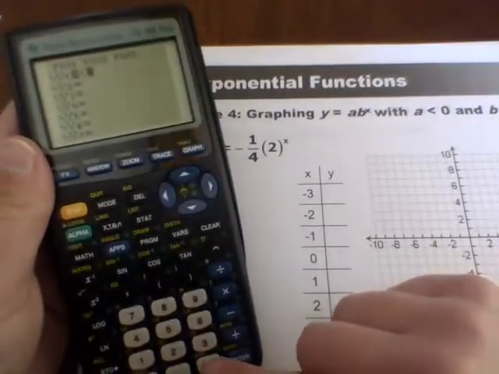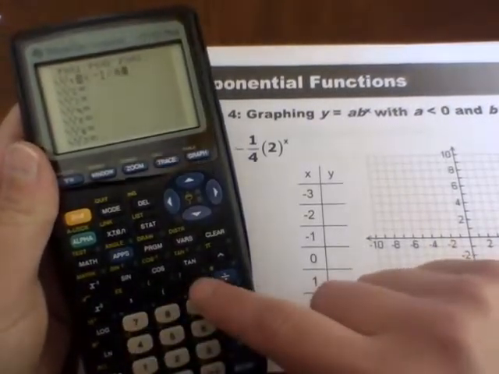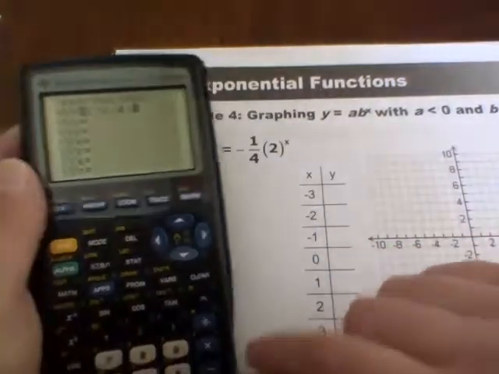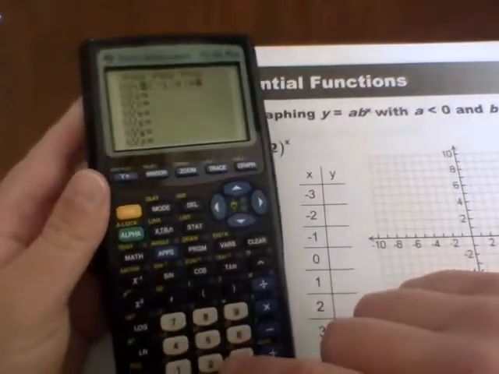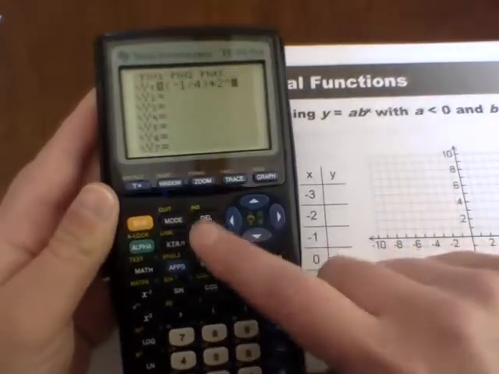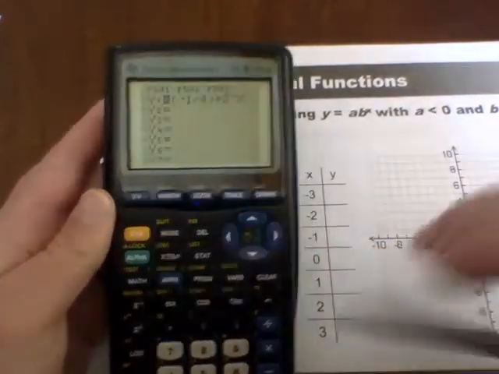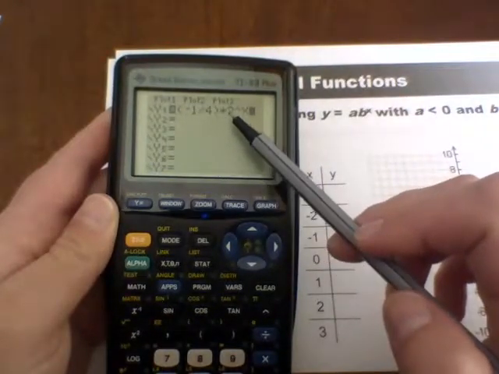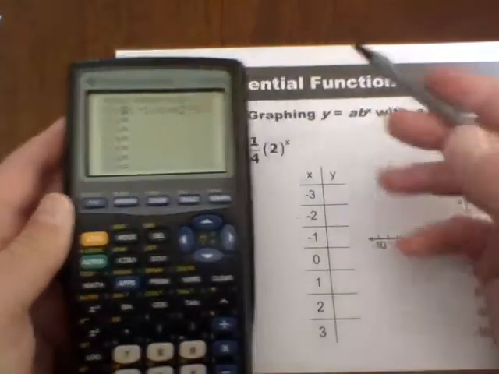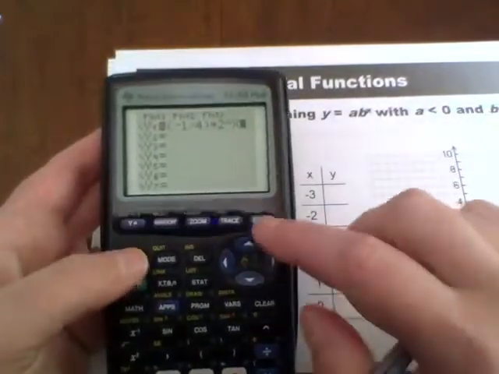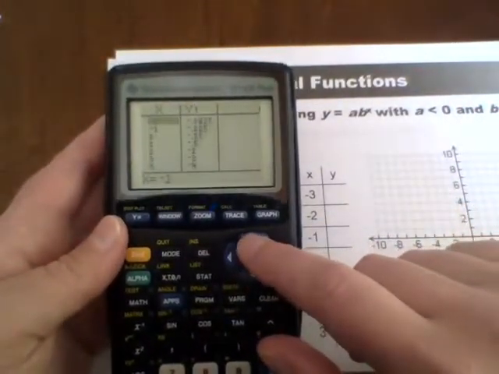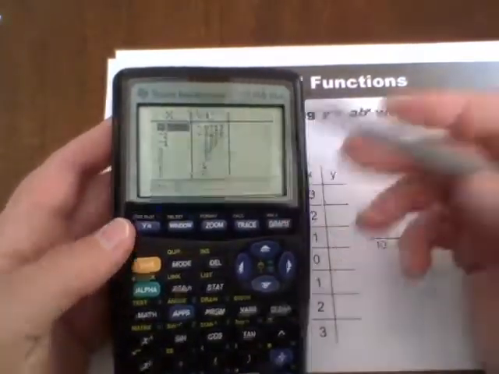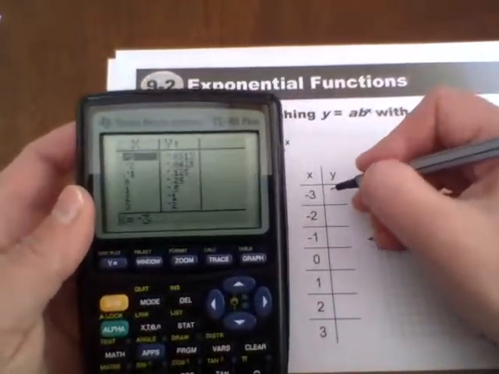So first thing I'm going to type in is -1/4. Anytime you do a fraction, it has to be in parentheses. So -1/4. All of that is going to be then multiplied by 2, which we will raise to the x power. So if we go to our table and scroll to -3, you now have, in fact, in one screen, the values that you're going to need for your table.